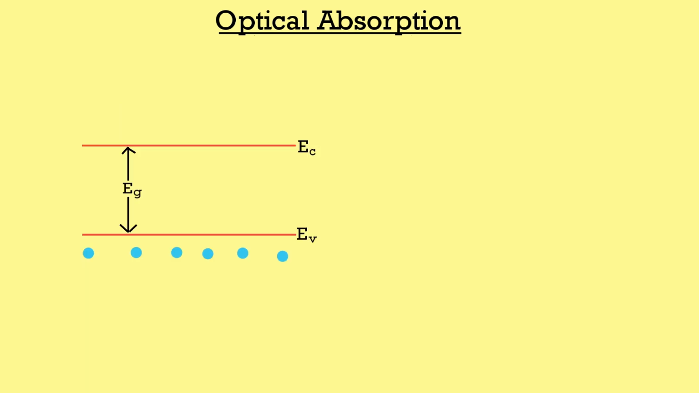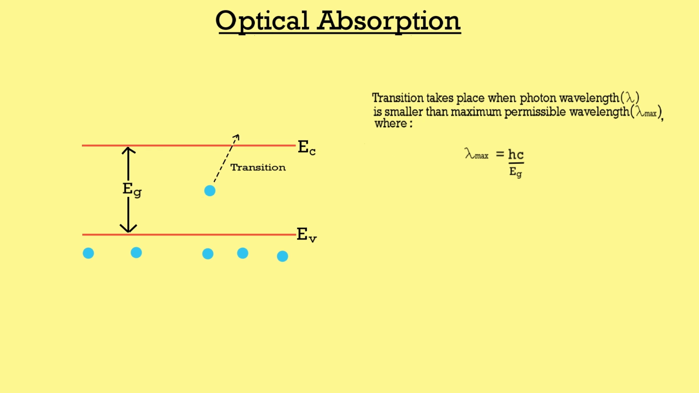Now suppose that we have an energy band diagram like this, with EC and EV as the minima of conduction band energy and maxima of valence band energy, and EG represents the band gap energy. Now, for a photon to excite an electron present in the valence band to make a transition to the conduction band, the maximum permissible wavelength for the photon is equal to Planck's constant h into speed of light c divided by band gap energy Eg. And if the band gap energy is provided in electron volts, then we will get the direct value of wavelength in micrometers.